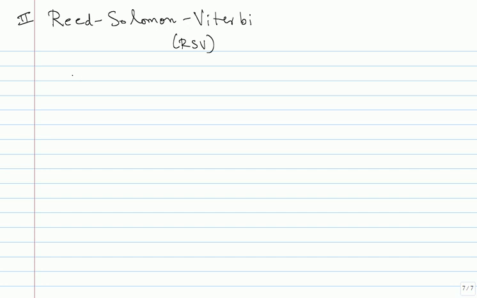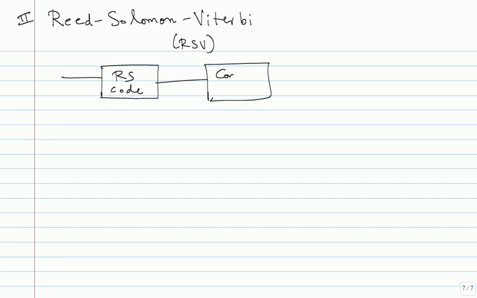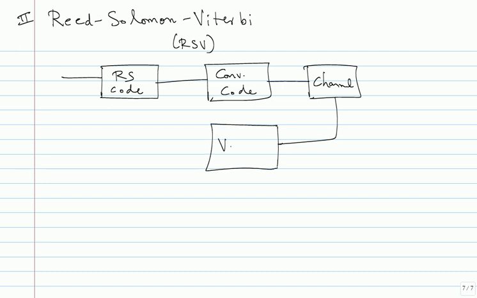The idea here is very, very simple. The concatenation works as follows. You put an RS code outside, maybe over GF(256), then you put a convolutional code inside. That's all. Then it goes through the channel. Then how do you decode? You put the Viterbi decoder here, and then you put, say, your PGZ decoder.